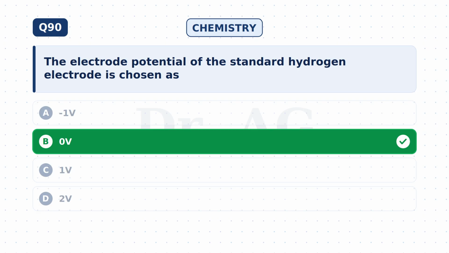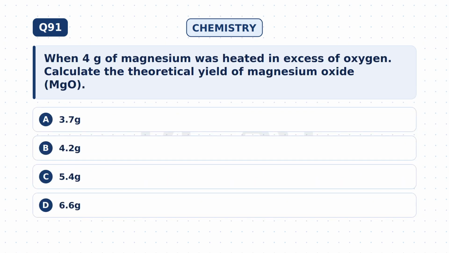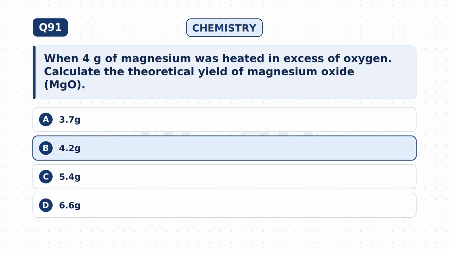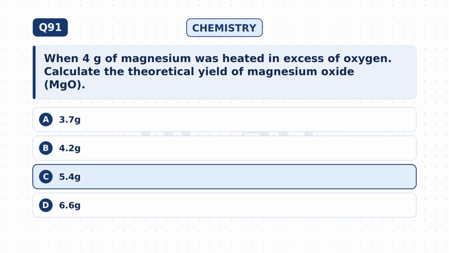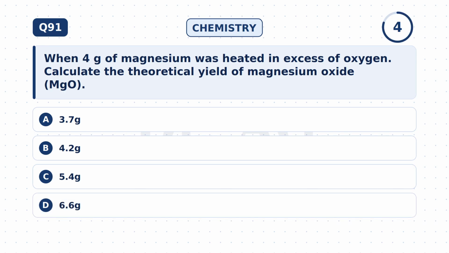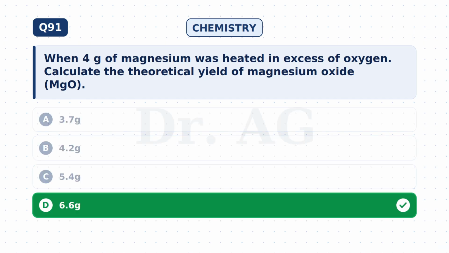The correct answer is B, 0 volt. Question 91. When 4 g of magnesium was heated in excess of oxygen, calculate the theoretical yield of magnesium oxide, MgO. Option A, 3.7 g. Option B, 4.2 g. Option C, 5.4 g. Option D, 6.6 g. The correct answer is D, 6.6 g.